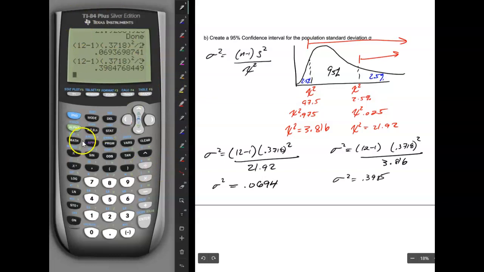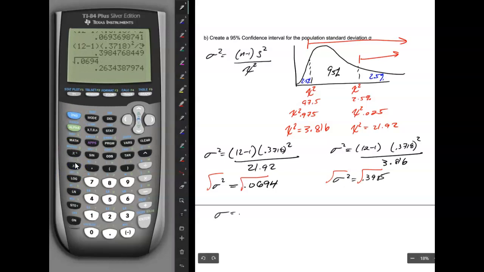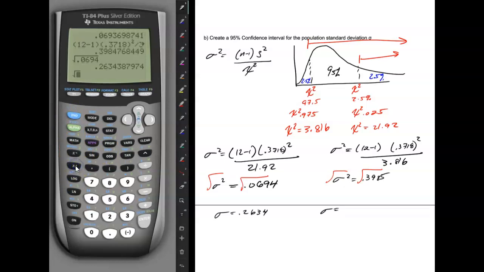So the last step here is we want to take the square roots of these values because we have sigma squared. We want a confidence interval for the standard deviation sigma. So my last step is we're going to take a square root of both these numbers. So first one is going to be a square root of 0.0694, which gives us 0.2634. And then on the other end, square root of 0.3985 gives us 0.6313.